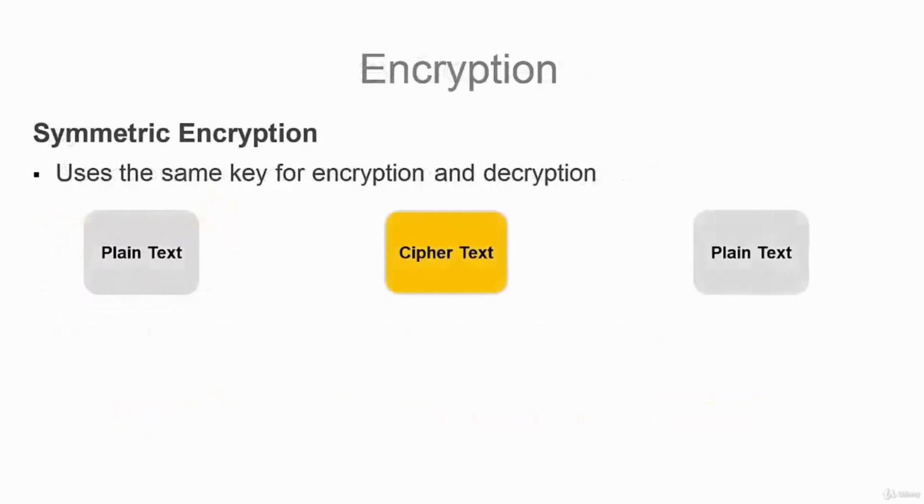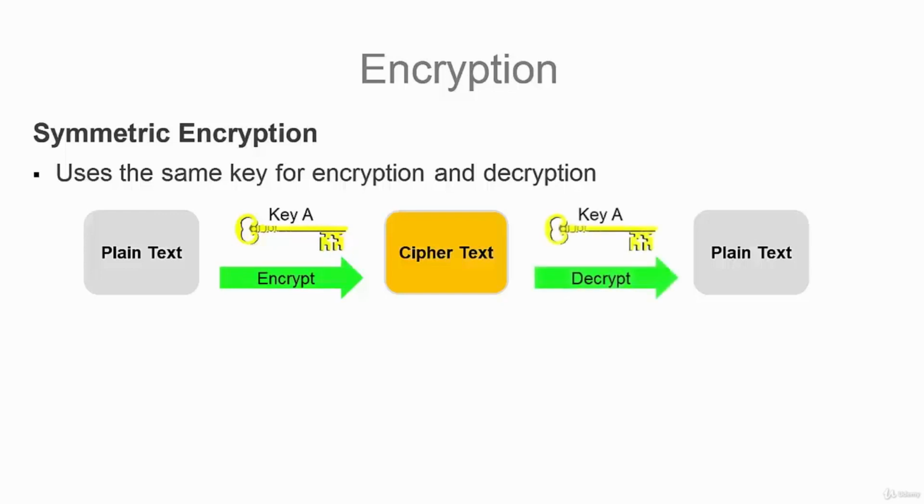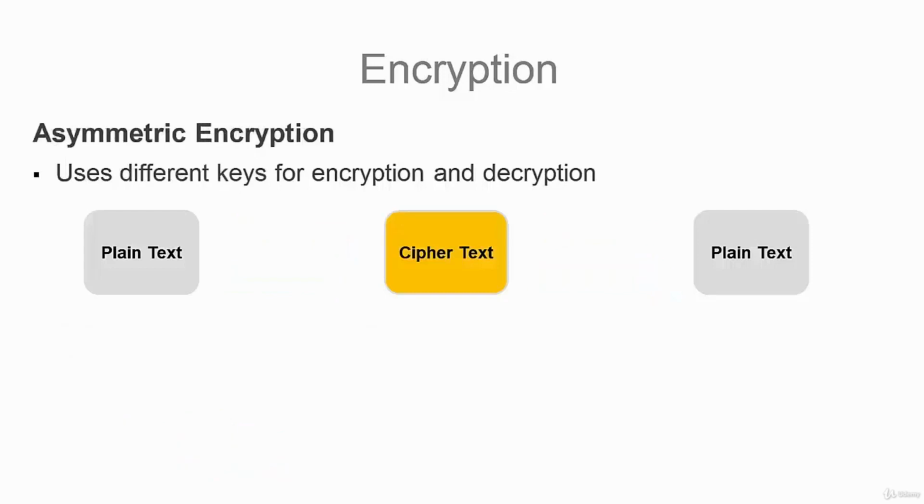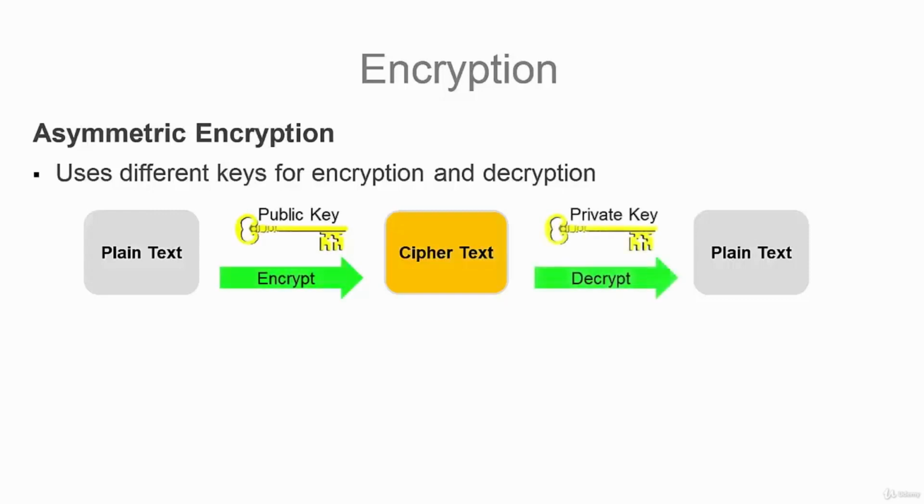One way to use keys for encrypting traffic is with symmetric encryption. This type of encryption uses the same key for encryption and decryption. Some examples of symmetric encryption are DES, 3DES, and AES. Another method of using keys to encrypt data is asymmetric encryption. Asymmetric encryption uses different keys for encryption and decryption. An example of asymmetric encryption would be RSA.